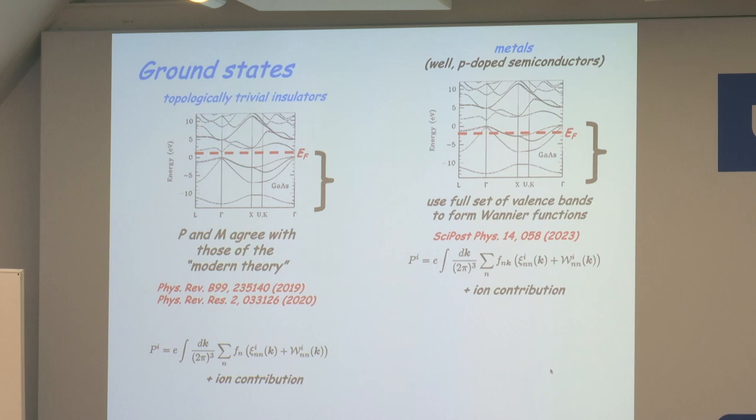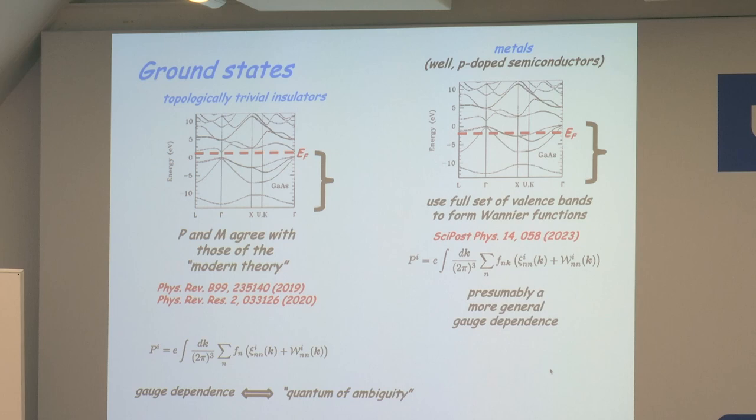Okay. Over here, now, of course, we don't have a full occupancy, right? So we've got an f_nk here times the same sort of thing. It's very close. I mean, if I took this Fermi level up to the gap, then this would go to this in the appropriate limit, okay? Let me just leave off those ion contributions so I don't have to write them all the time. There's a gauge dependence here that leads to the quantum of ambiguity in the polarization, okay? And in this definition here, there's a more general gauge dependence.